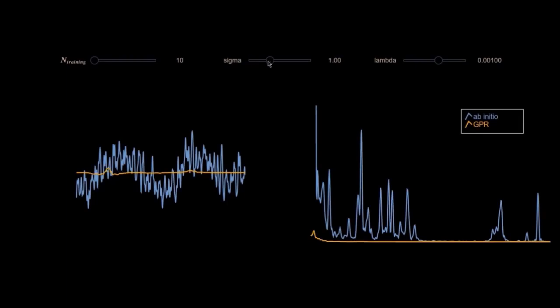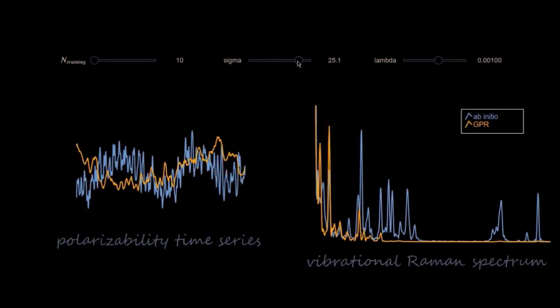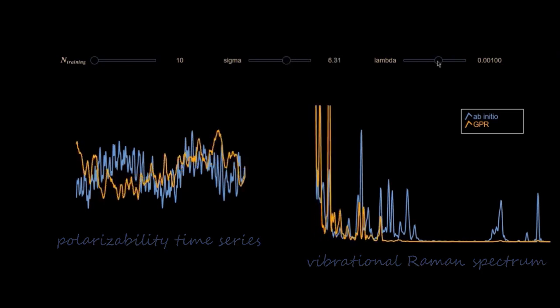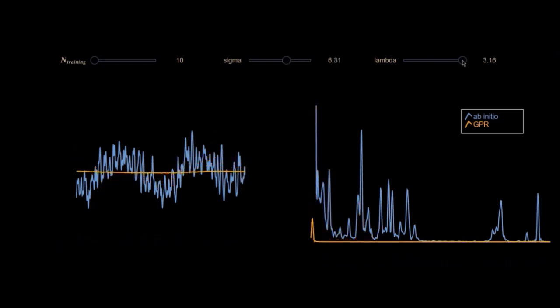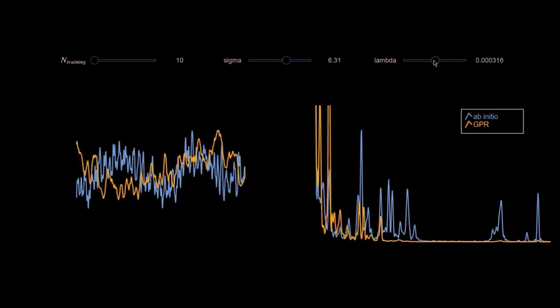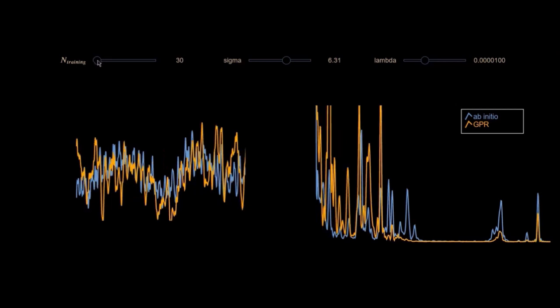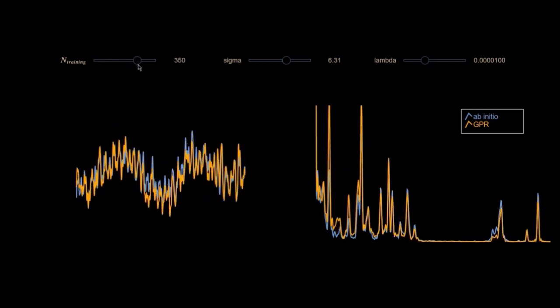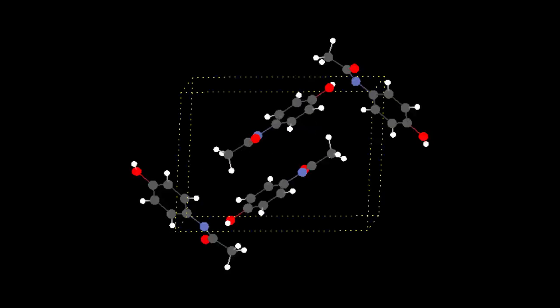Any model based on a Gaussian process regression, or GPR in short, depends on hyperparameters that need to be adjusted so as to get some flexibility to the predictions. Increasing the number of training points increases the accuracy of our results, but the amount of training points needed will highly depend on the complexity of the system. Our approach works both for molecules and solids.